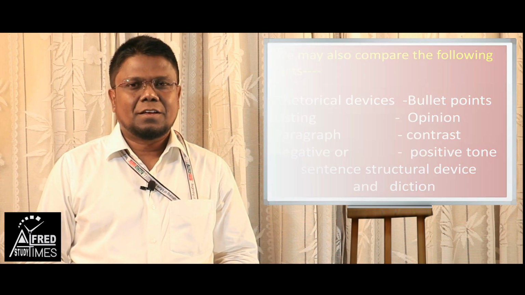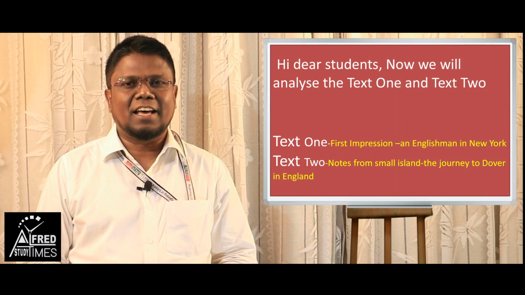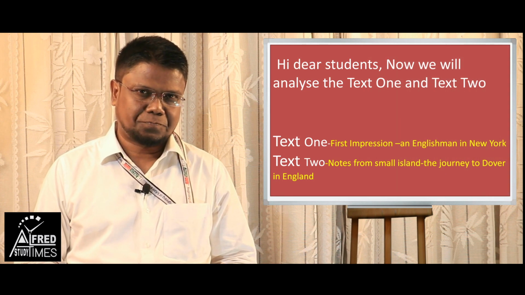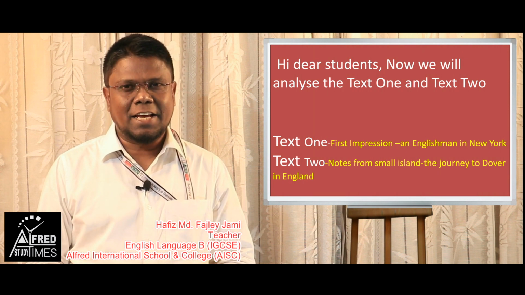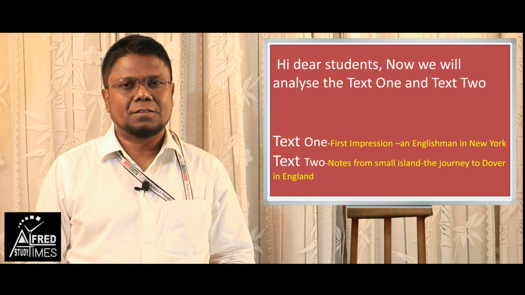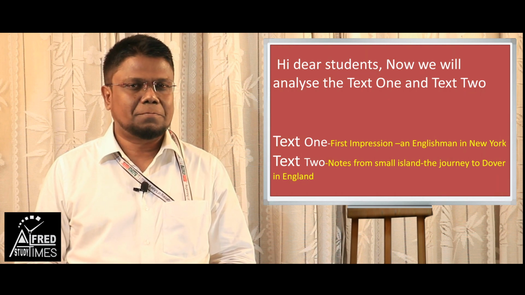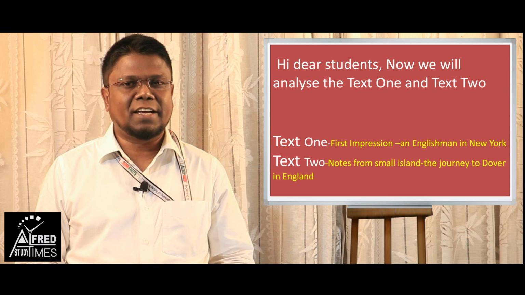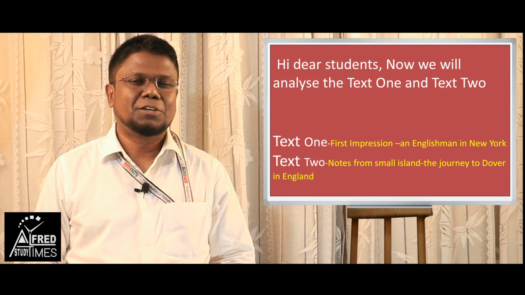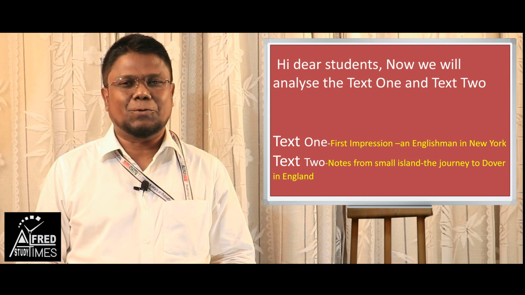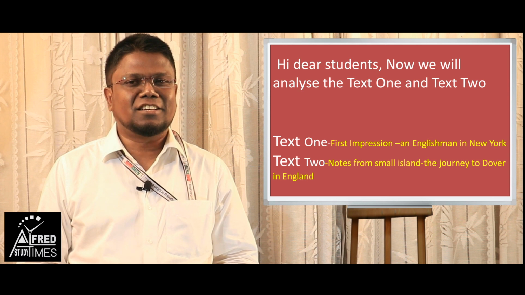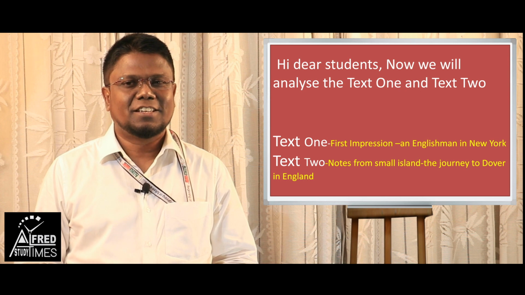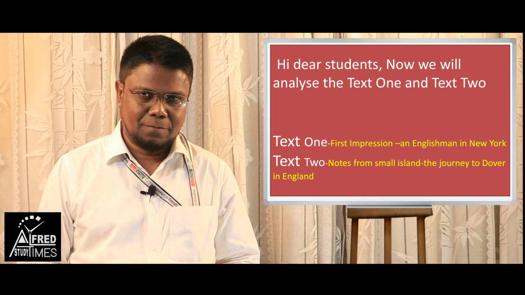Now, dear students, we will analyze text 1 and text 2. Today, which texts are we discussing? Text 1 is "First Impression in English in Newark." Text 2 is "Notes from a Small Island," the journey to Dover in England. So both are related to a journey, you have understood. Again I repeat: text 1, first impression in English in Newark, and text 2, Notes from a Small Island, the journey to Dover in England.